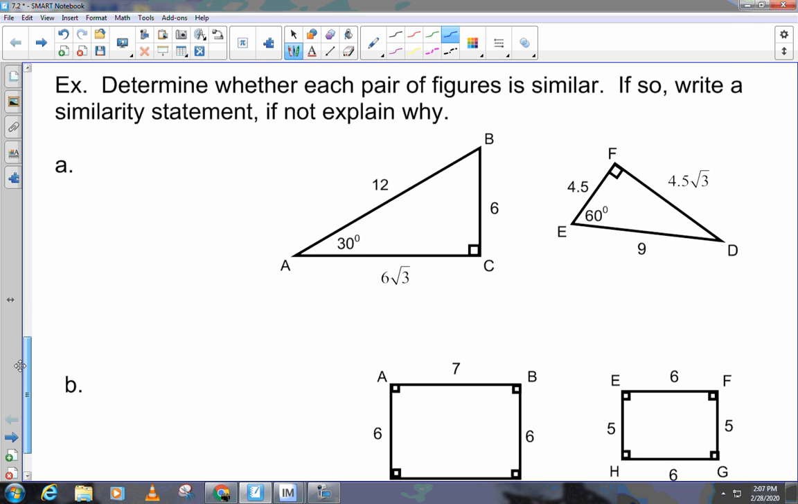Determine whether each pair of figures is similar. If so, write a similarity statement. If not, explain why. Okay, so the first thing I always check is the angles, because if I can rule the angles out, I don't even have to check the sides, because the sides are what take a little bit of time.